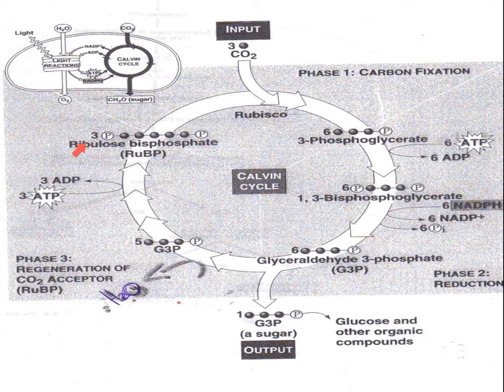Ribulose bisphosphate is the 5-carbon sugar that's made at the end of the cycle and again is used to combine with the carbon dioxide to keep carbon fixation and the cycle continuing. Now notice that we needed 9 molecules of ATP and 6 molecules of NADPH are needed to produce one glucose molecule.